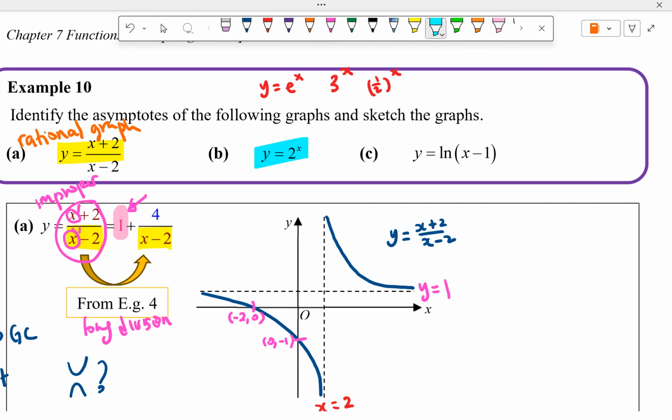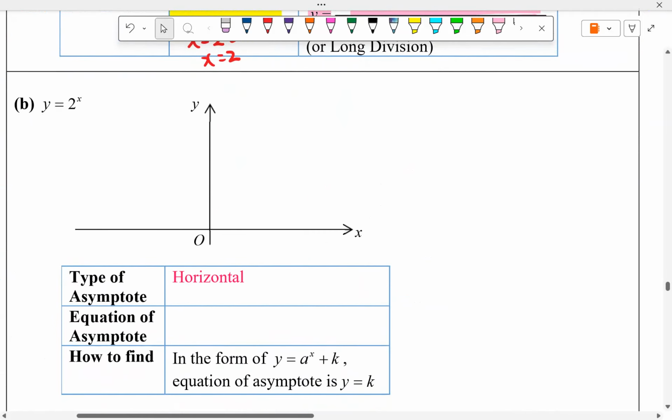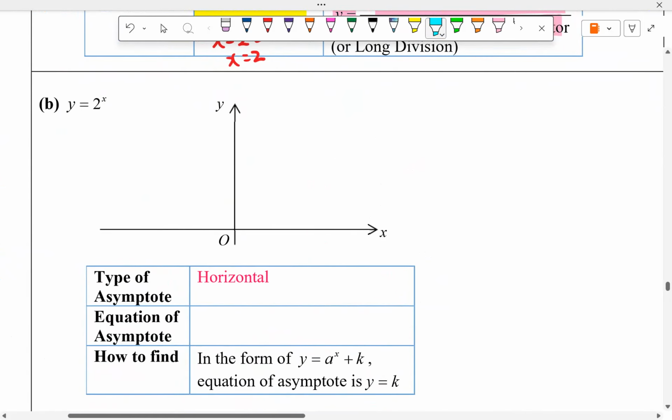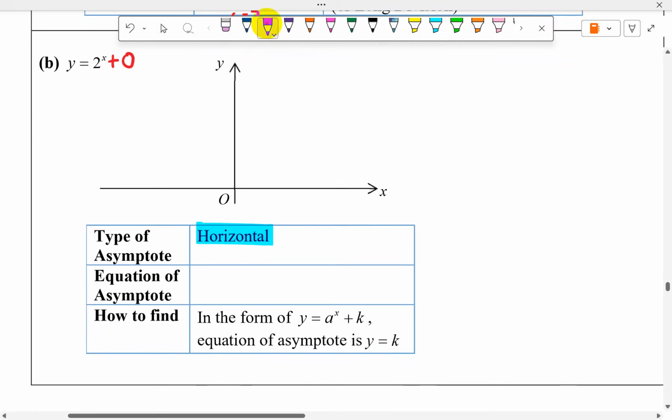For an exponential graph, in order to determine the horizontal asymptote, note that an exponential graph only has a horizontal asymptote. To determine the equation of the horizontal asymptote, you look at the equation itself and see what number is attached to it. Does it have plus or minus any other constant value? In this case, there's nothing there. If there's no value there, this is as good as plus 0. Therefore, the equation of the horizontal asymptote for this example will be y equals 0.